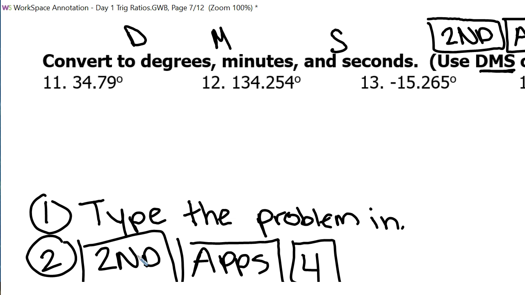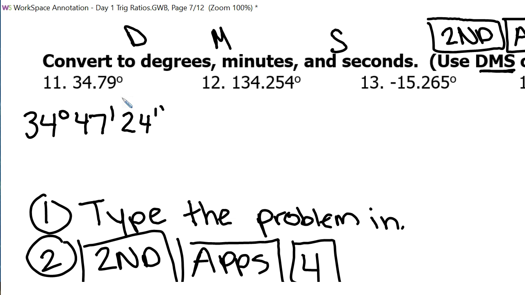Now if you got 0 degrees, probably you have your calculator in radian mode. Okay, so write down exactly what you saw on the calculator screen. So for number 11, our answer is 34 degrees, 47 minutes, and 24 seconds. And I'll do one more with you.